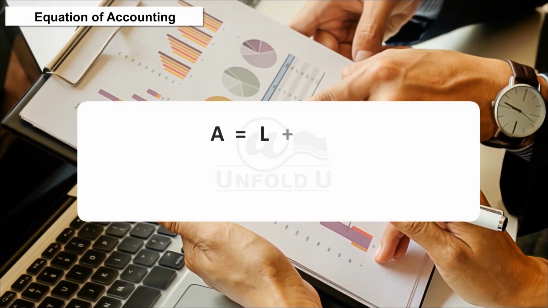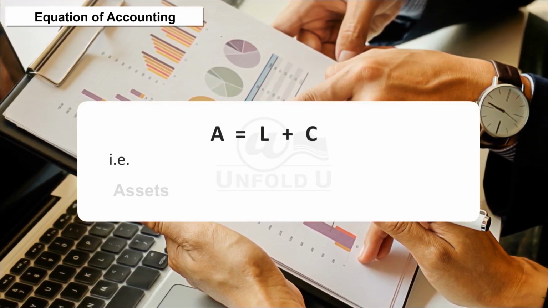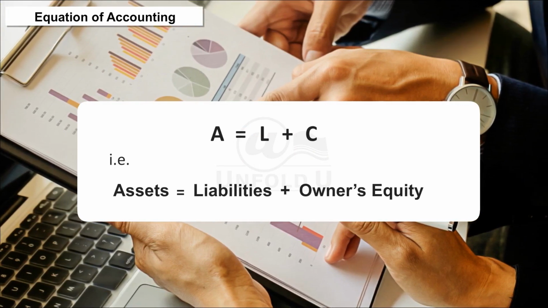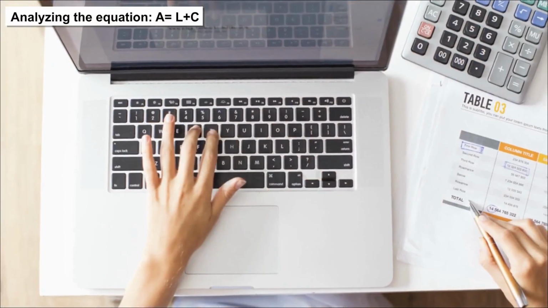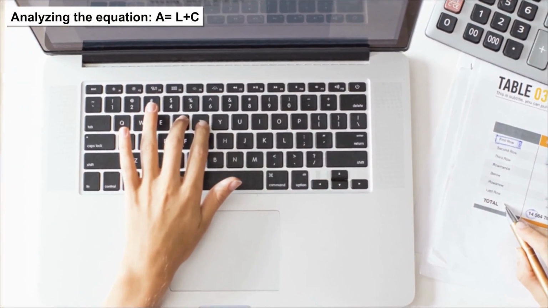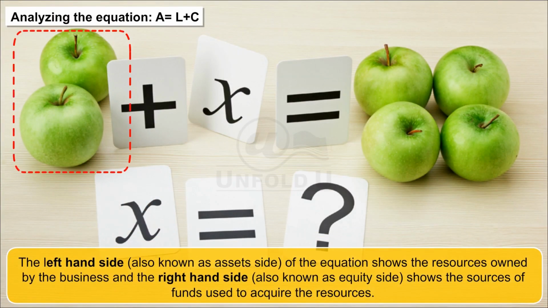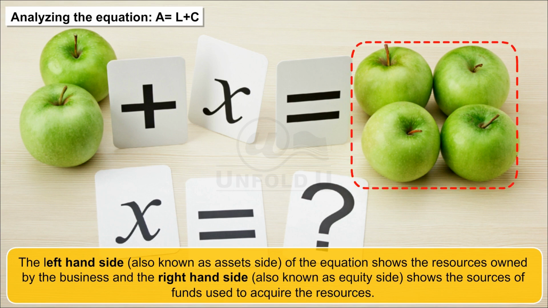A is equal to L plus C, that is, assets is equal to liabilities plus owner's equity. Analyzing the equation, A is equal to L plus C. The left-hand side, also known as the asset side of the equation, shows the resources owned by the business, and the right-hand side, also known as the equity side, shows the sources of funds used to acquire the resources.